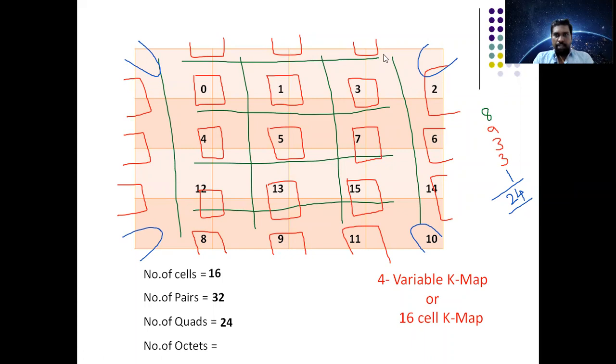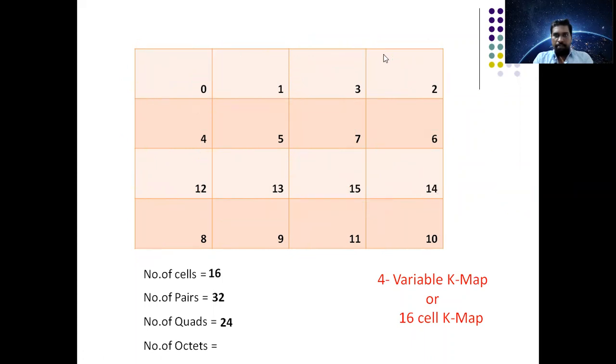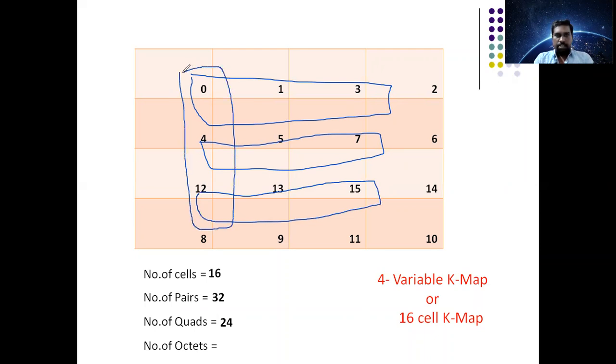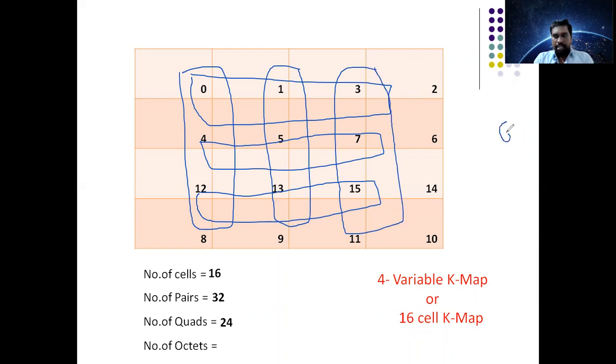Okay, right? Next, finally, we need to draw the number of octets. Octets means 8 cells. So see here, it is one octet, and this is one octet. This is one octet. Likewise, it is one octet. It is one octet. It is one octet. Totally 6 internally.